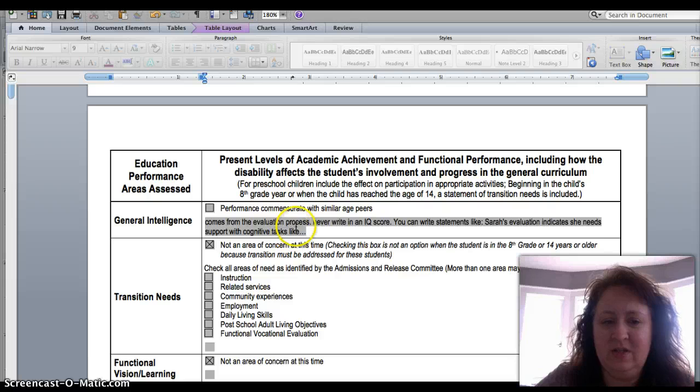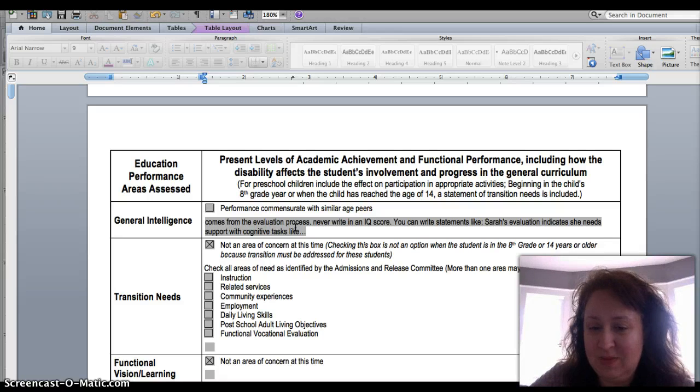Under general intelligence, remember this is one place where I said we are not going to use the same kind of data we would use in the other sections. Here, we would never include a student's IQ score because that is very private information, and that information can be subjective depending on how the student participates in that test. So make sure that you're not including an IQ score, but you can include information that's within that report that talks about the student's learning needs and styles.